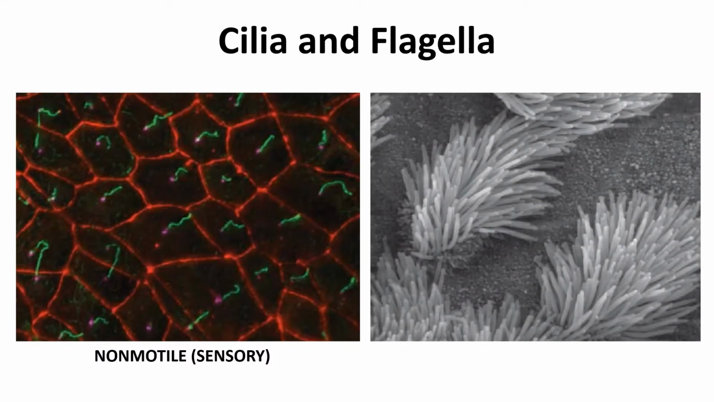Then again, there are those cilia and flagella that are used for movement. And they are usually found in unicellular organisms. Some of them are found in the cells of multicellular organisms, like in sperm cells, which contain flagella for motion.